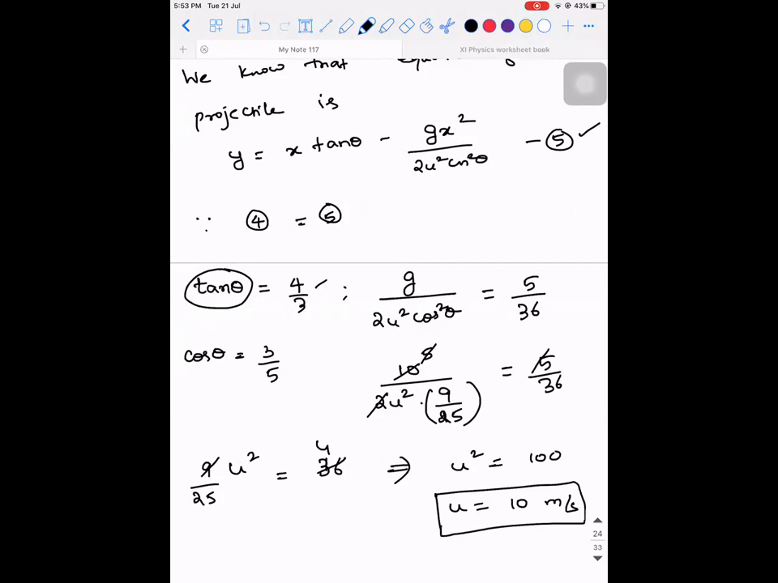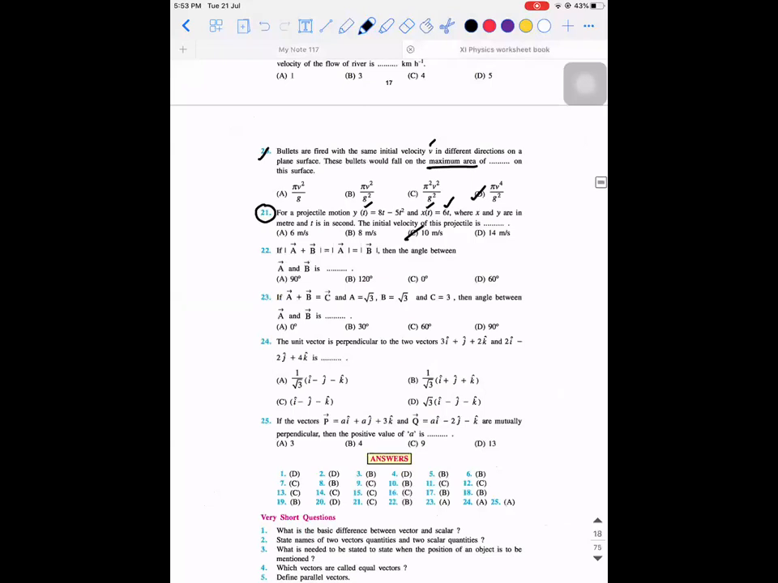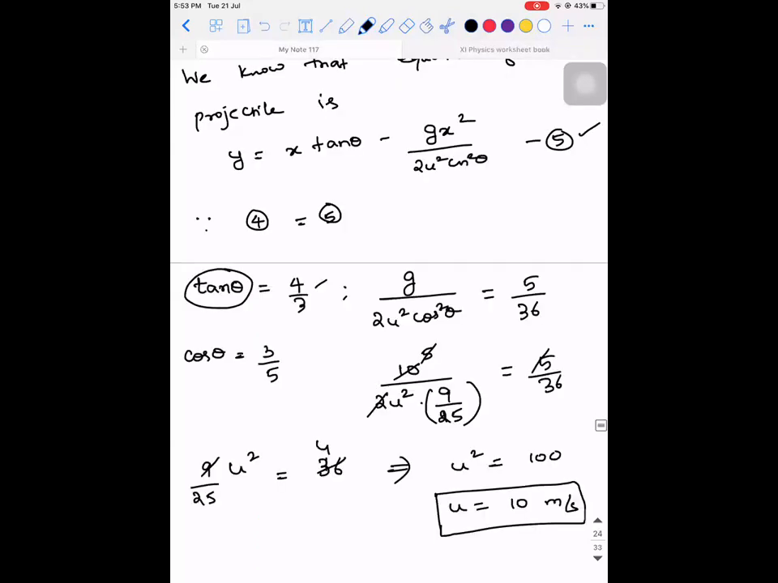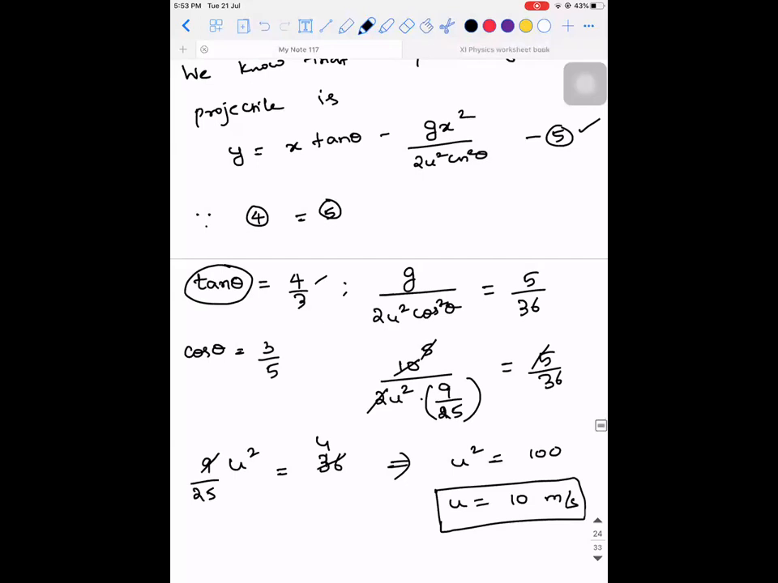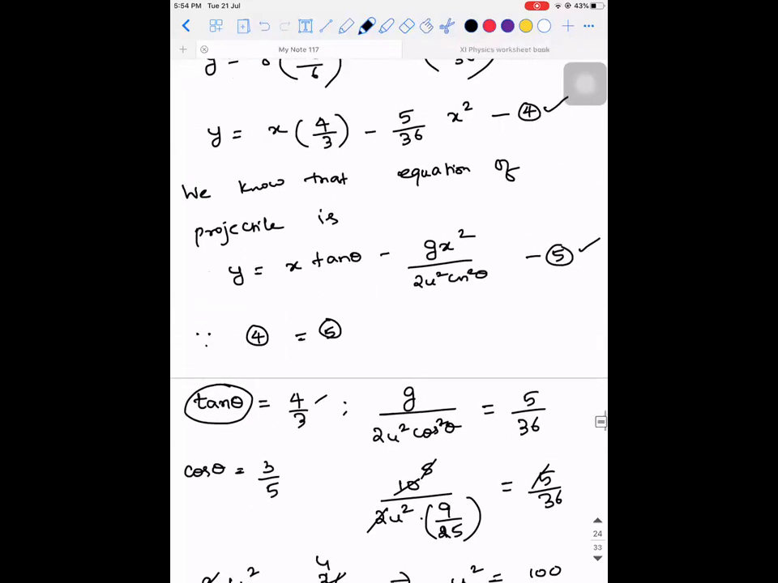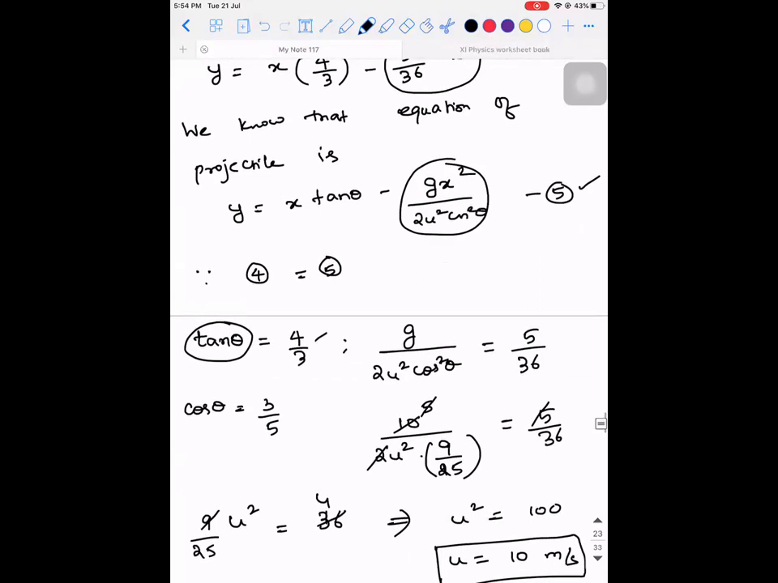Just give me a minute. Where did the x square go, sir? Sorry. X square, g x square divided by 2u square cos square theta. Compare this and this. What will you get? Yes, sir. This is clear. u is equal to 10 meter per second.